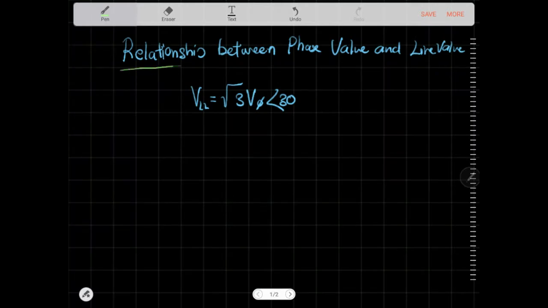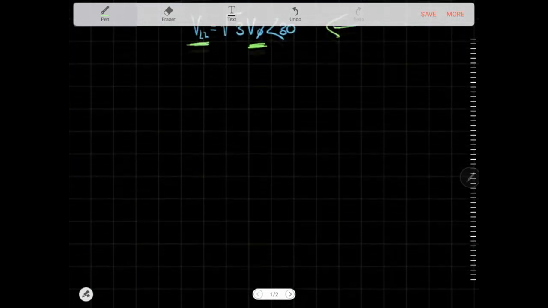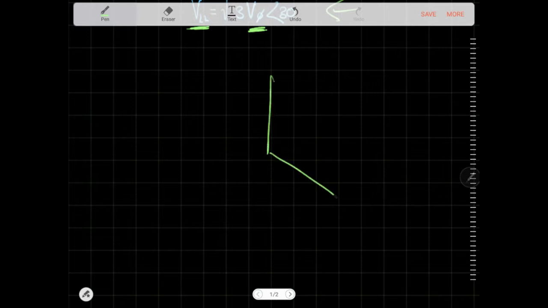So I want to talk about the relationship between phase value and line value. Basically, it's this formula. Most of the time, the lecturer will just tell you to memorize this, and many people do not know what is actually behind this, the meaning behind the formula. So we see the line voltage is here. I want to give you a more visual representation of the meaning behind all this, so that once you're able to visualize it, you're able to freely apply it to things that you come across.